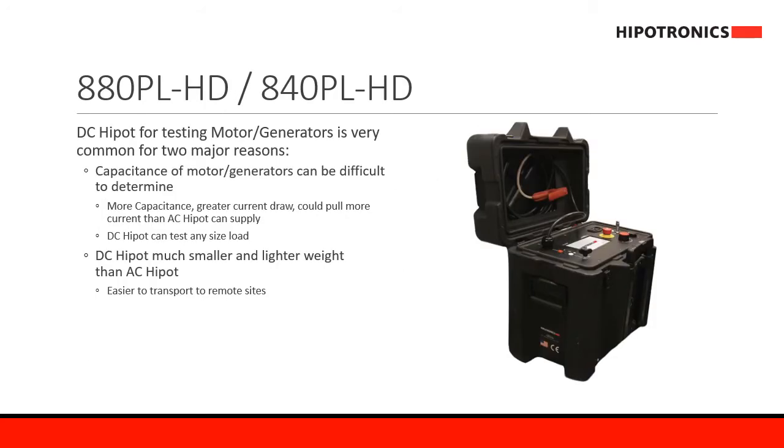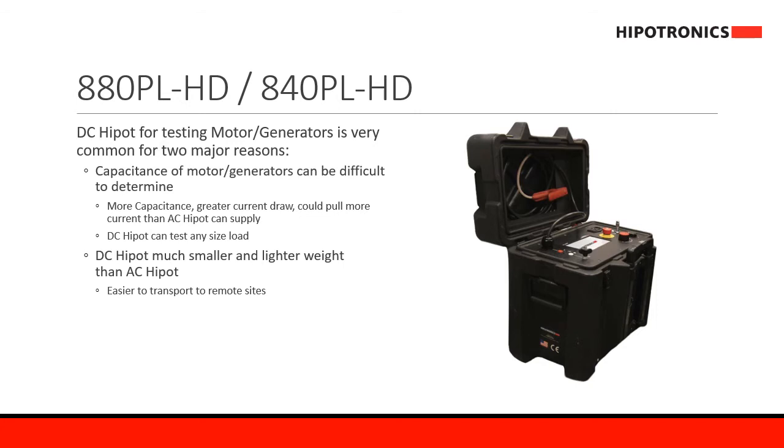After discussing the applicable high voltage tests and affiliated standards, we now shift to what Hipotronics offers for motors and generator testing. Starting with our 800VL series, the DC Hipot for motor and generator is very common for two major reasons. First, the capacitance of motors and generators can be difficult to determine, because more capacitance means greater current draw. In other words, it could pull more current than an AC Hipot unit can supply. Also, a DC Hipot system can test any size load.